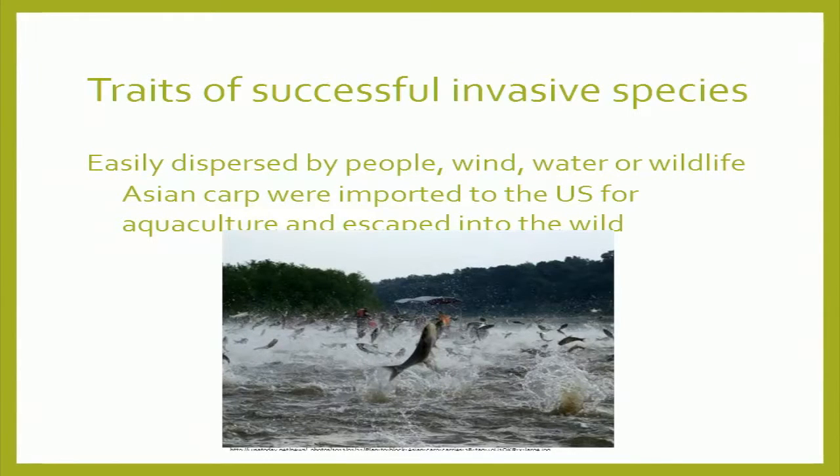Successful invasive species can be easily dispersed by people, wind, water, or wildlife. Asian carp were imported to the U.S. originally for aquaculture. They escaped into waterways, and they can be dangerous to humans and destructive to habitat with their jumping and flailing you see in the picture.